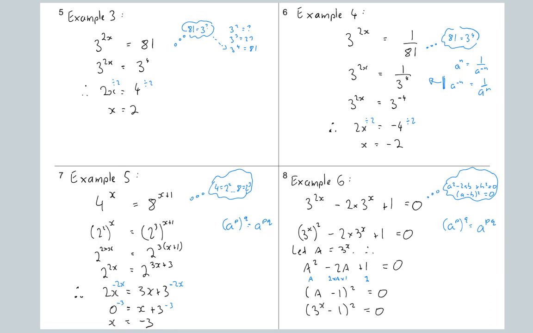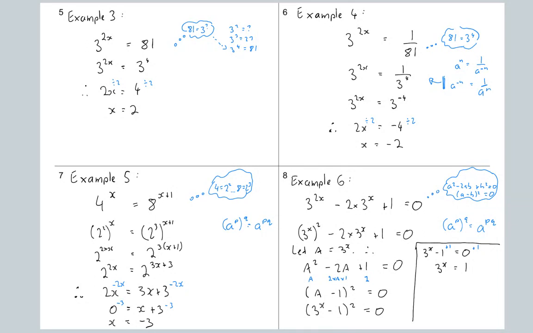Now, just to keep it on the same slide, I'll just put the rest of the solution in the box over here. Now, if 3 to the power of x minus 1 all squared is equal to 0, it means that 3 to the power of x minus 1 must be equal to 0, because the only way I can get 0 from squaring it is if it's equal to 0 itself. Now, this is a solvable equation. It might not look like it, but it is. If I add 1 to both sides, I get 3 to the power of x is equal to 1.